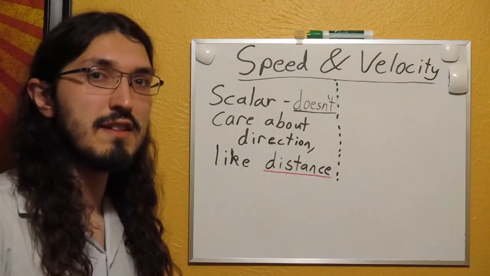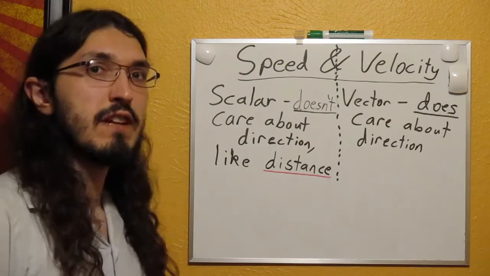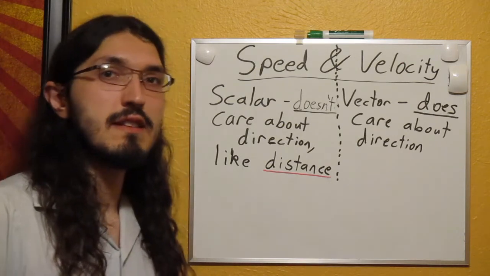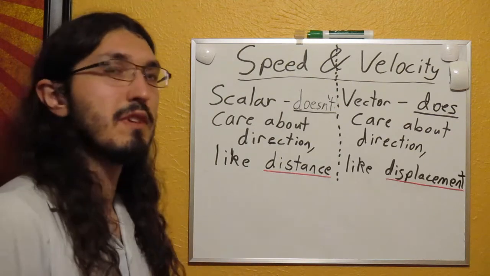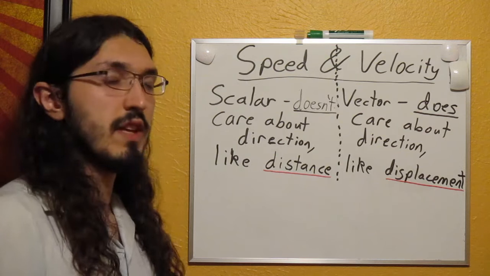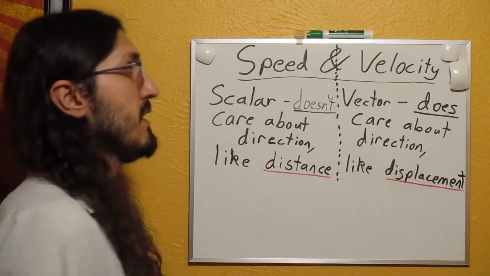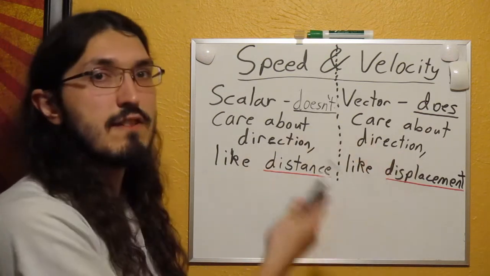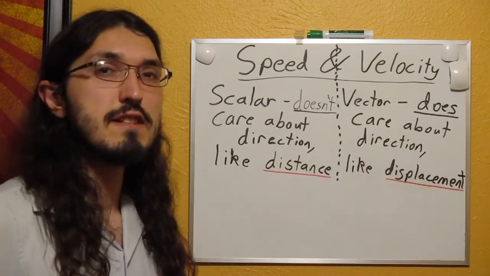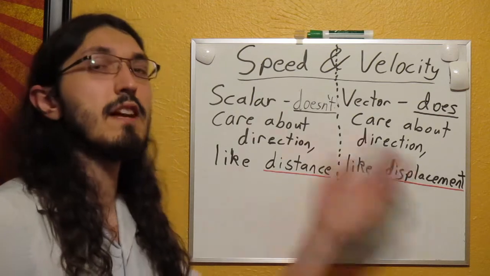But now let's compare that to velocity, which is a vector. Vectors are variables that do care about direction. A vector that we've already learned about is displacement. Okay, so in summary, speed is a scalar variable, kind of like distance, and those variables don't care about direction. Whereas velocity is a vector variable similar to displacement. Because of these differences, we have to calculate speed and velocity differently.